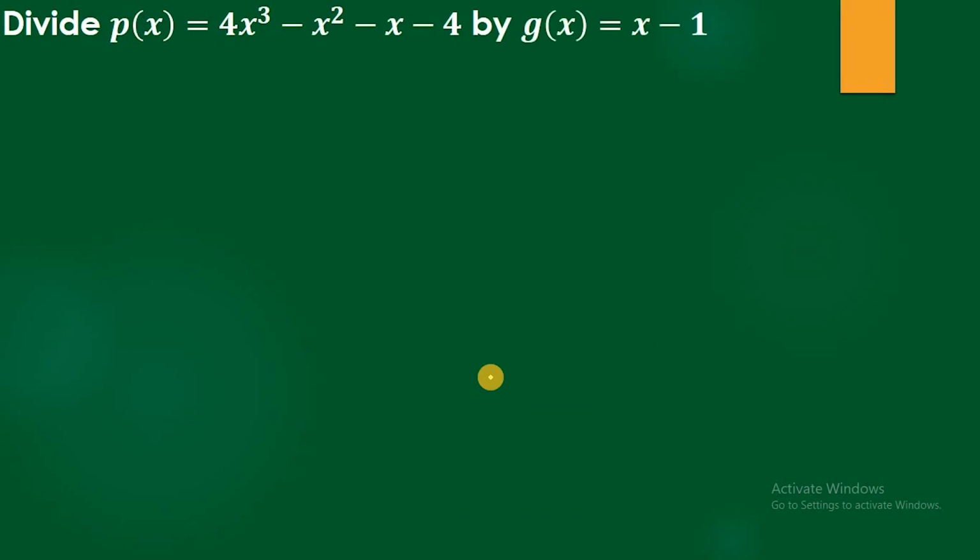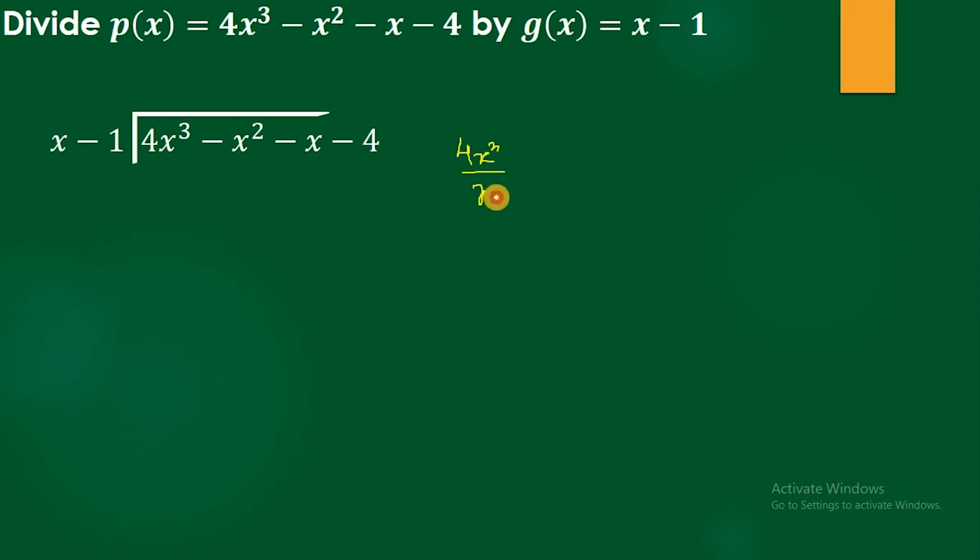Now here we have p of x equal to 4x cubed minus x square minus x minus 4, divided by g of x equal to x minus 1. So when you divide it, here the first term is 4x cubed. So 4x cubed is divided by the first term of the divisor x. So here x and x get cancelled, it becomes x square. Now we get 4x square. So we'll write 4x square over here. Now 4x square into x minus 1. You have to multiply it with both the terms in the divisor.